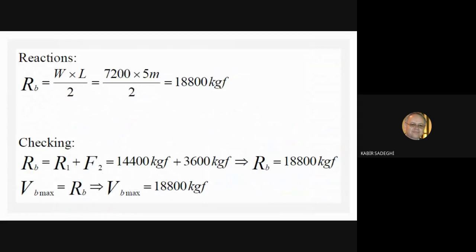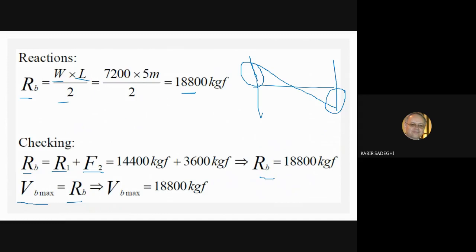We calculate the shear force at the final support, at the joint in the frame. WL over 2. When you have a frame, this is, for example, shear between this point and this point. Then not on the simple support beam, on the real beam between two joints. And we check RB should be the summation of reaction from the simple support plus the distributed load on the cantilever. That's okay. This is a small check that you can do. And you know that shear at support equals reaction at the support. That is maximum shear, and it's 18,800.